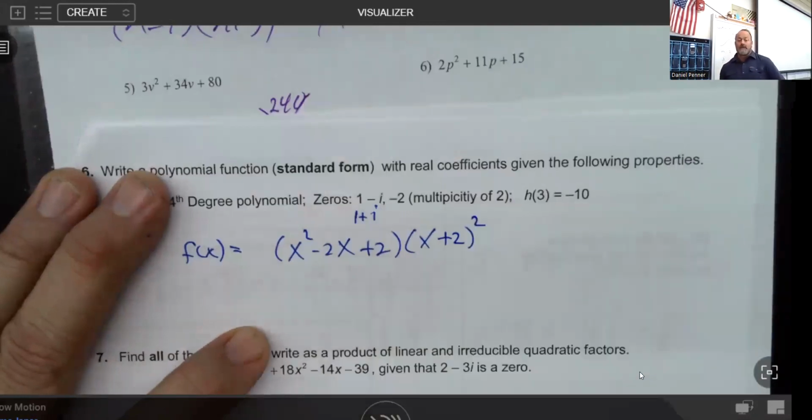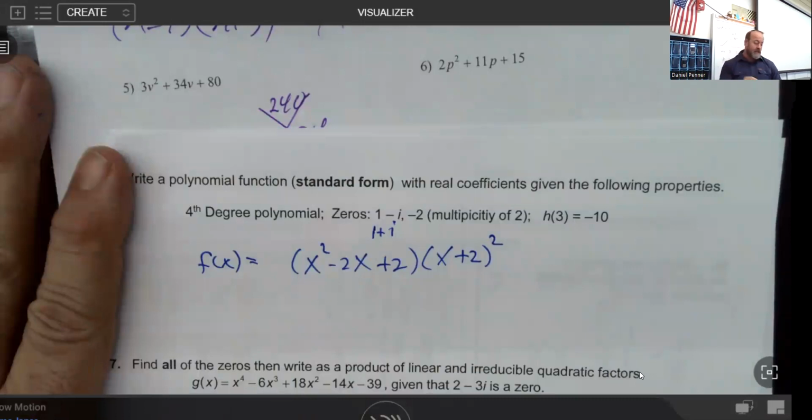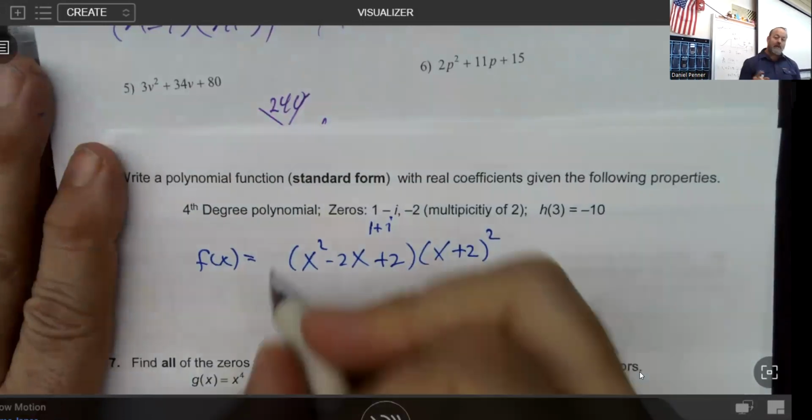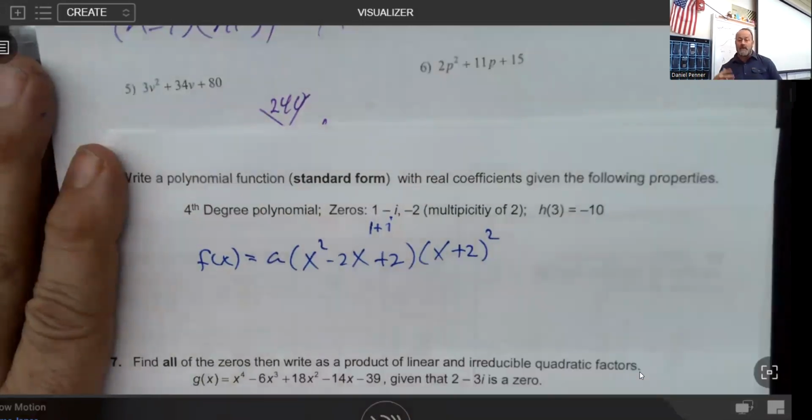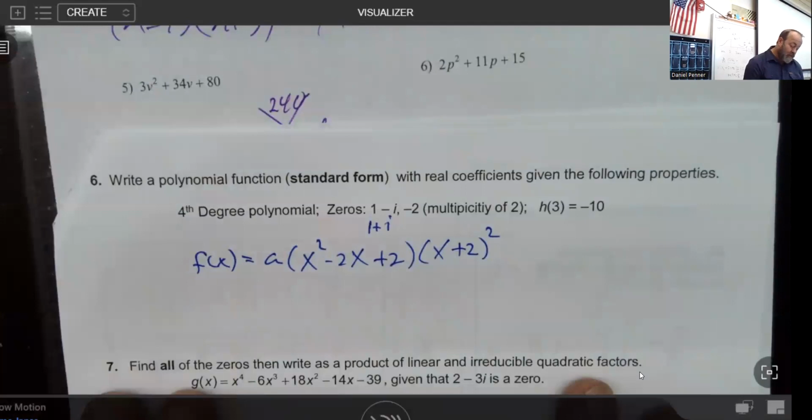-2 is a root of multiplicity 2. So that is the fourth degree polynomial. The only problem is I need to find out what that leading coefficient would be that would actually make that work. And it does say that I want this thing to be in standard form.